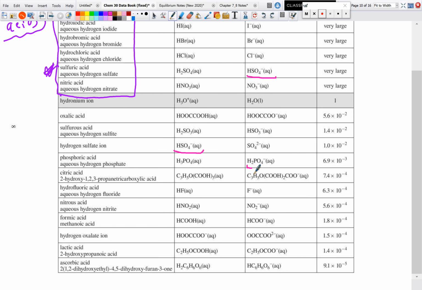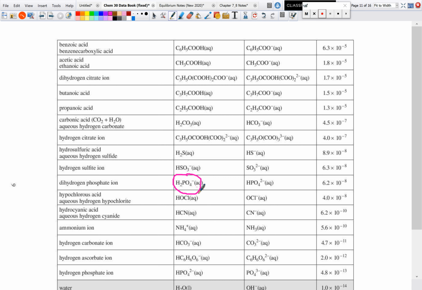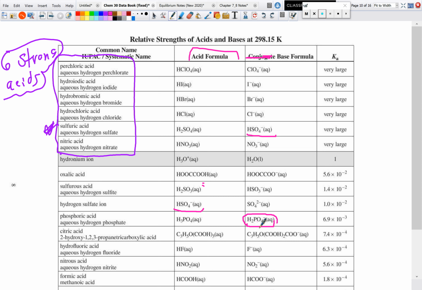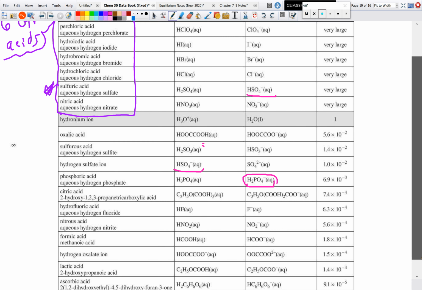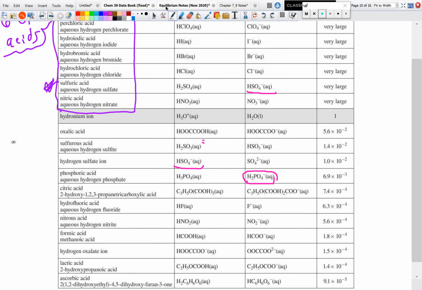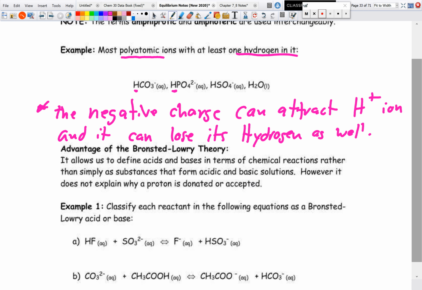Same thing with our dihydrogen phosphate, H2PO4 minus, which is on our base side right here, but it also shows up on our acid side. Sorry, that's not the one right there. I'm looking for H2PO4 minus. It shows up on the acid side right here as well. So you notice that if it shows up on the acid side in our data booklet and the base side, then that's amphoteric, where it does show up twice. So it can act as both an acid and a base.